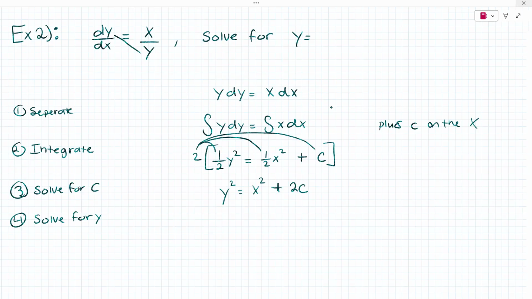And then go and solve for y. So I'm going to get rid of this power 2 by taking the square root of both sides. And you get y equals plus or minus square root of x squared plus 2c. Now I'm going to keep the plus or minus sign because we don't have an initial condition. So it could actually satisfy both conditions. So yeah, that's why I'm going to add the plus or minus.